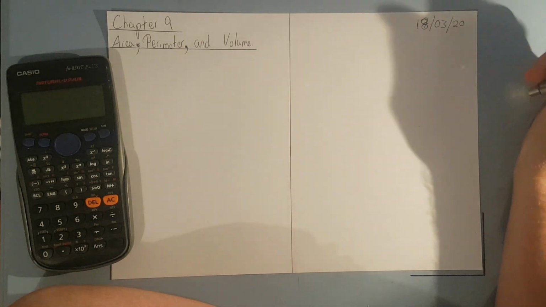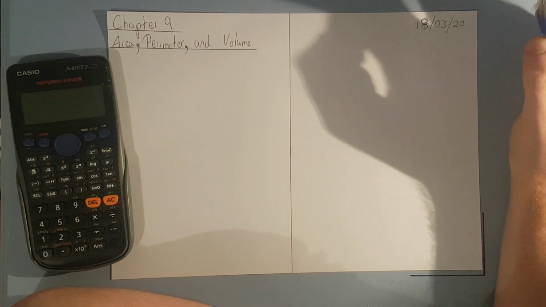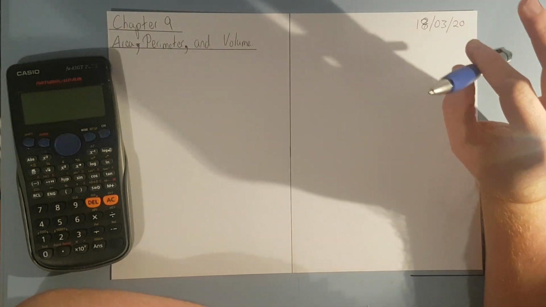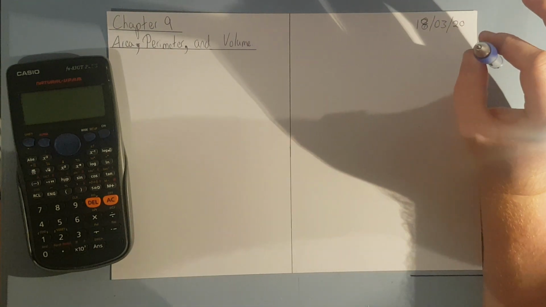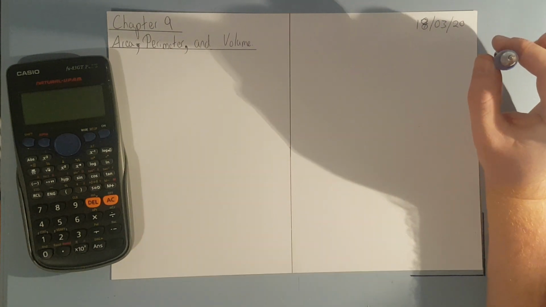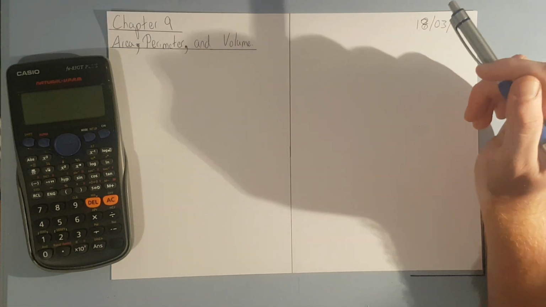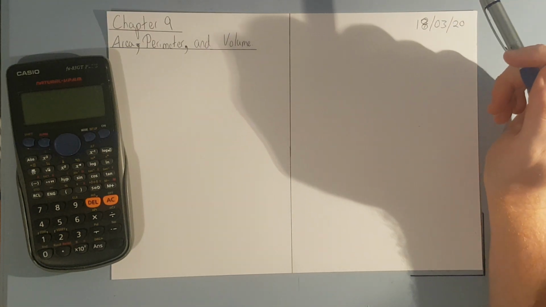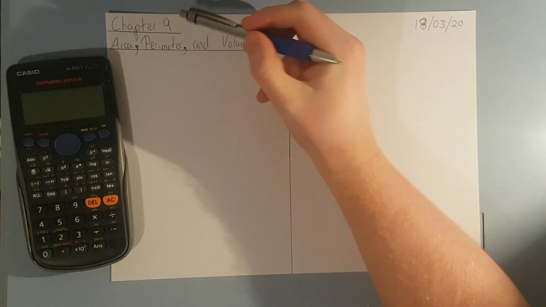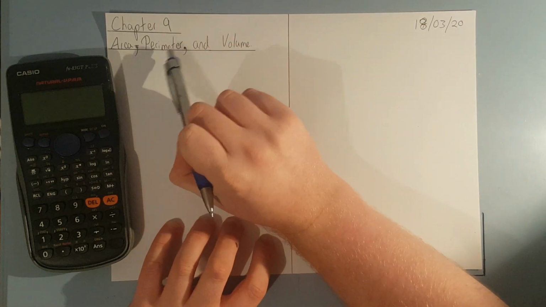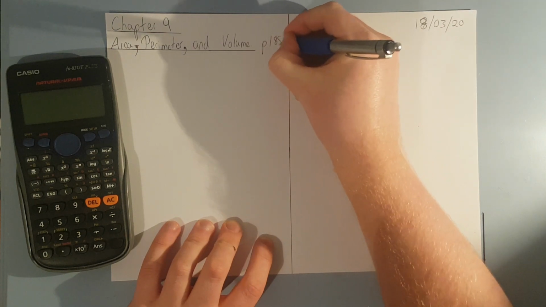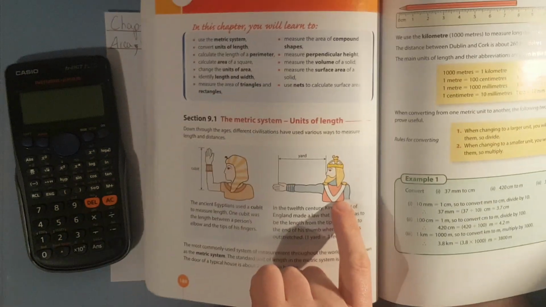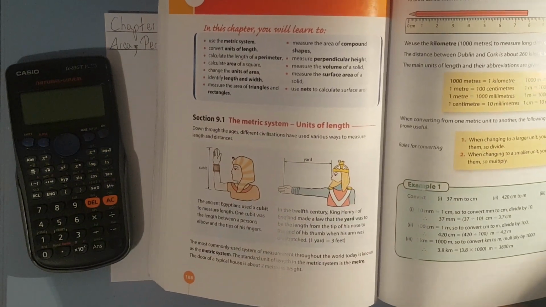So today I thought we might as well just start with something new and start with something a little bit simpler. So this will be stuff that you probably remember from primary school. So what I'd like you all to do is go to chapter 9 of your book, section area, perimeter and volume. That's page 188. So you should see the Egyptian and Henry VIII measuring their arms.